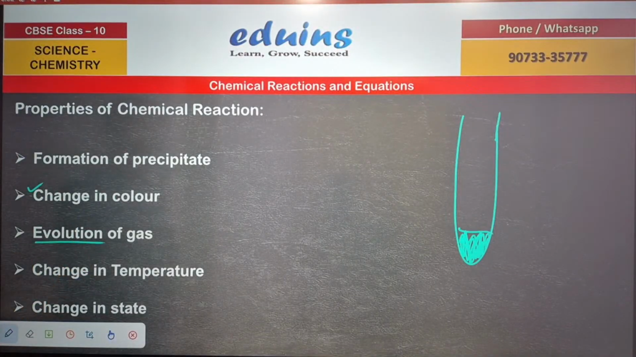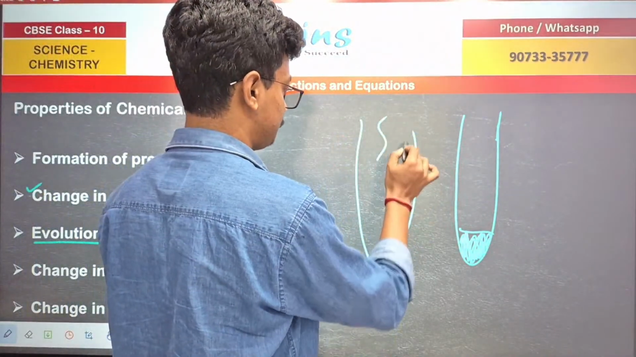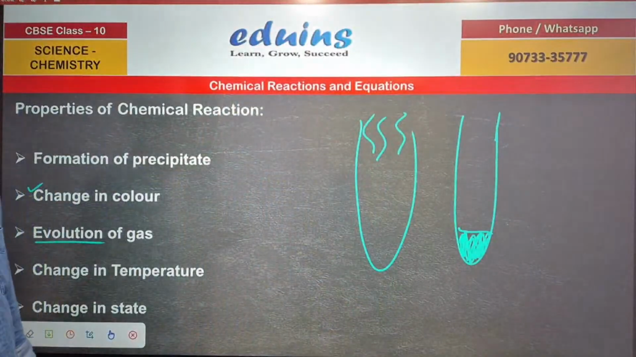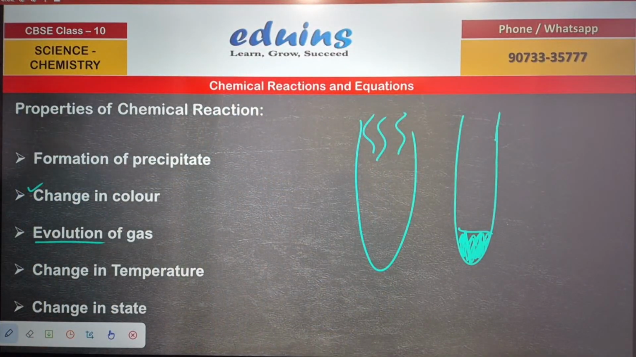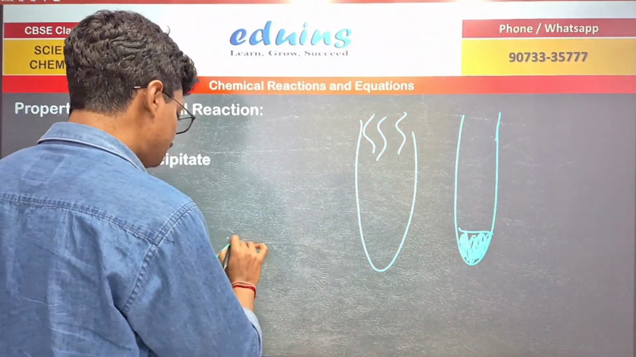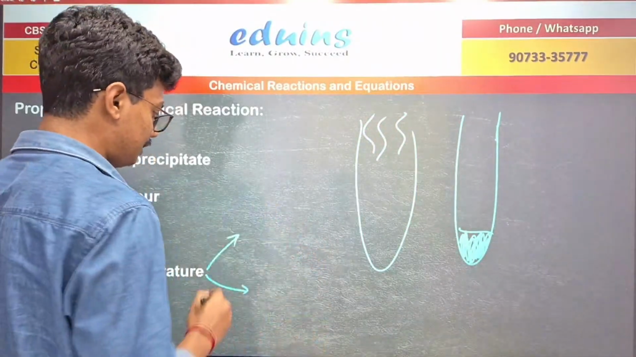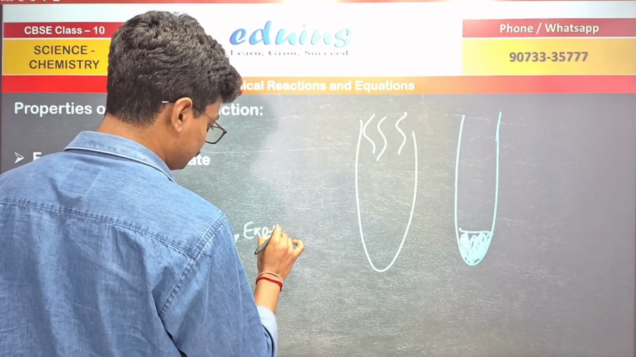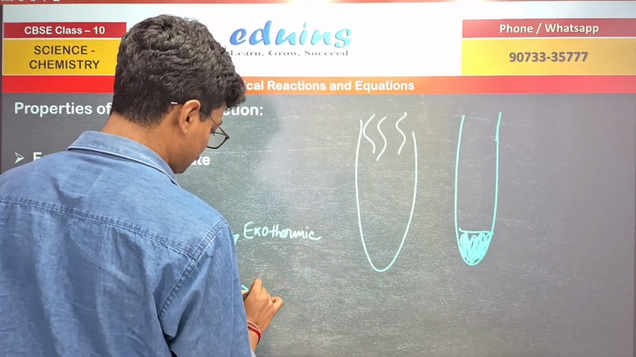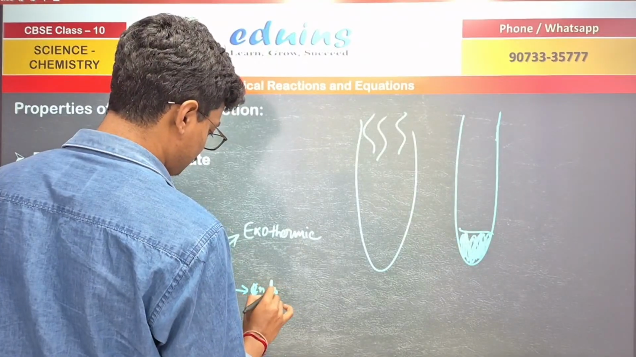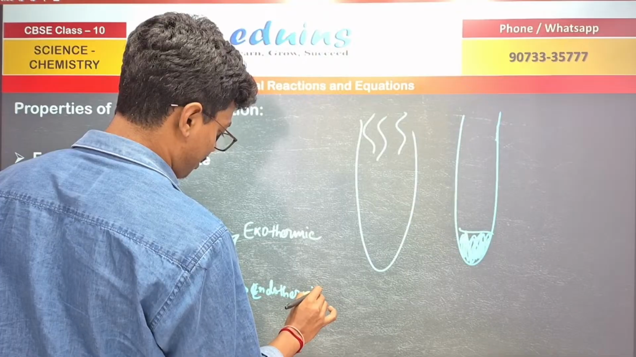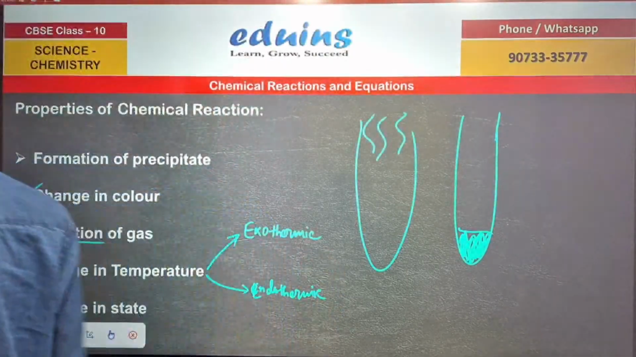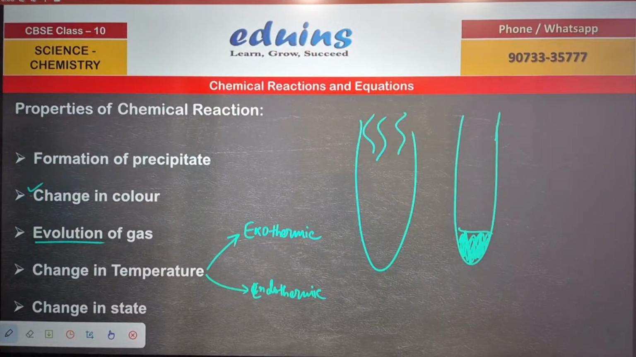Next one is evolution of gas. The gas can be evolved from a chemical reaction. Next one is change in temperature. Change in temperature means what? This is actually divided into two types, that is exothermic and endothermic. Now tell me, what is exothermic and what is endothermic?